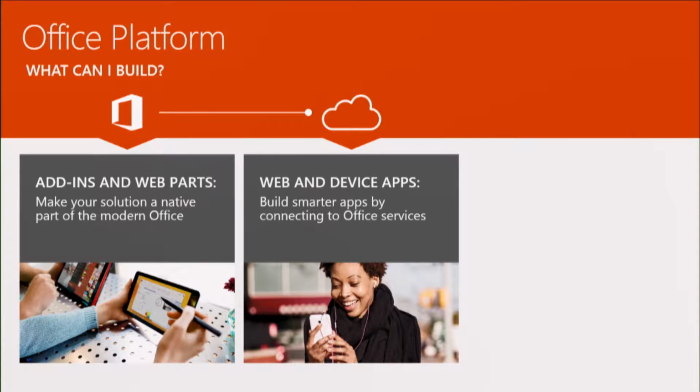The second one is a set of web and device applications that you can build using the data that is within the Office services to power your application. So here you're using APIs to access SharePoint and Exchange data or data in Azure Active Directory. And you use that data and other services to build smart contextual applications.